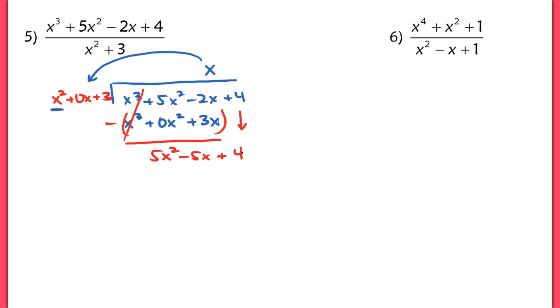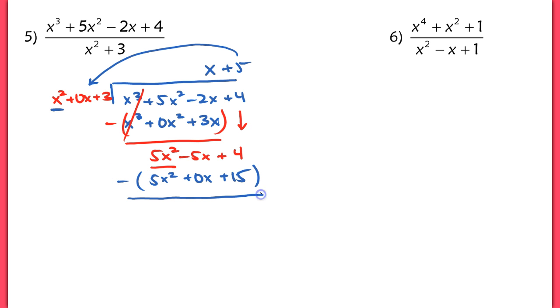So now I ask myself, how many times does this x squared term fit inside of 5x squared? So x squared fits inside of 5x squared positive 5 times. So let's keep the color here the same. Let's write that as plus 5. Okay, now I'm going to take that 5 and multiply it here by that polynomial on the outside. 5 times x squared plus 0x plus 3 gives me 5x squared plus 0x plus 15. Again, I'm subtracting that value, so I'm going to subtract that whole expression.